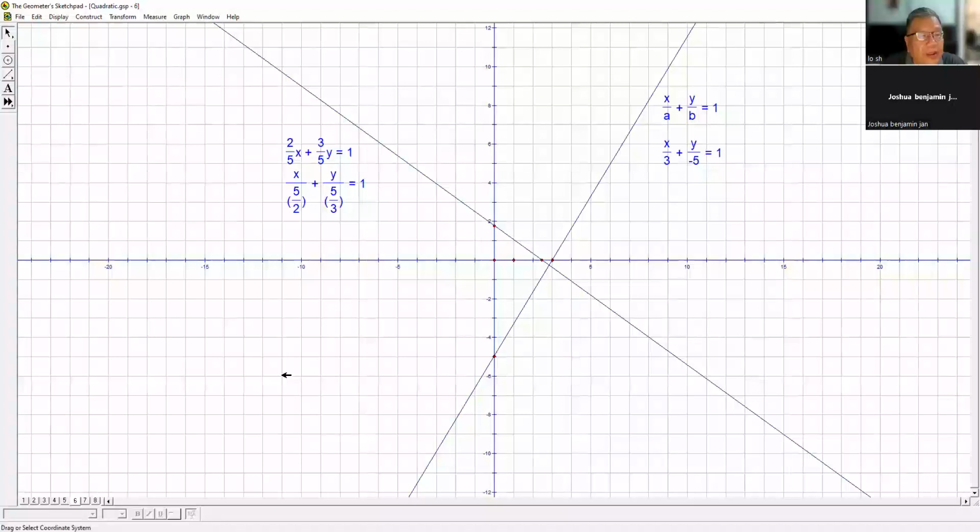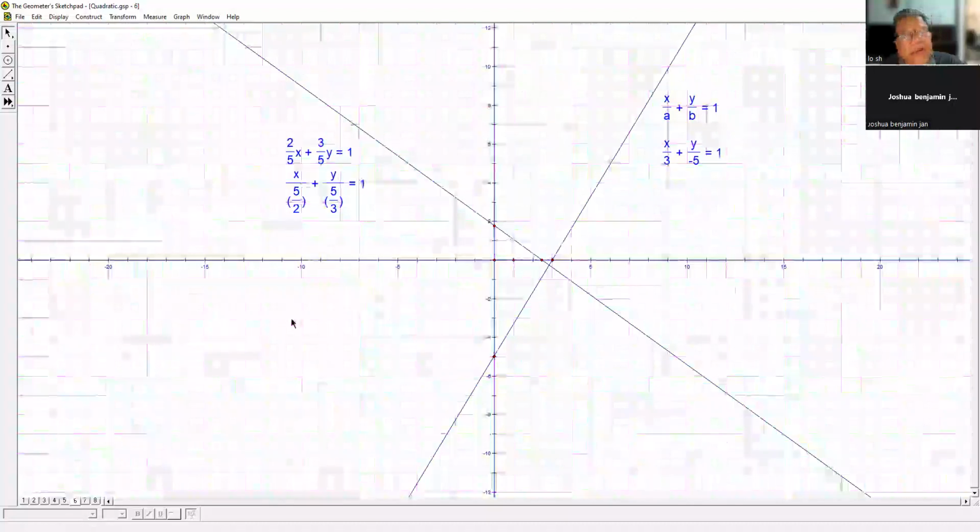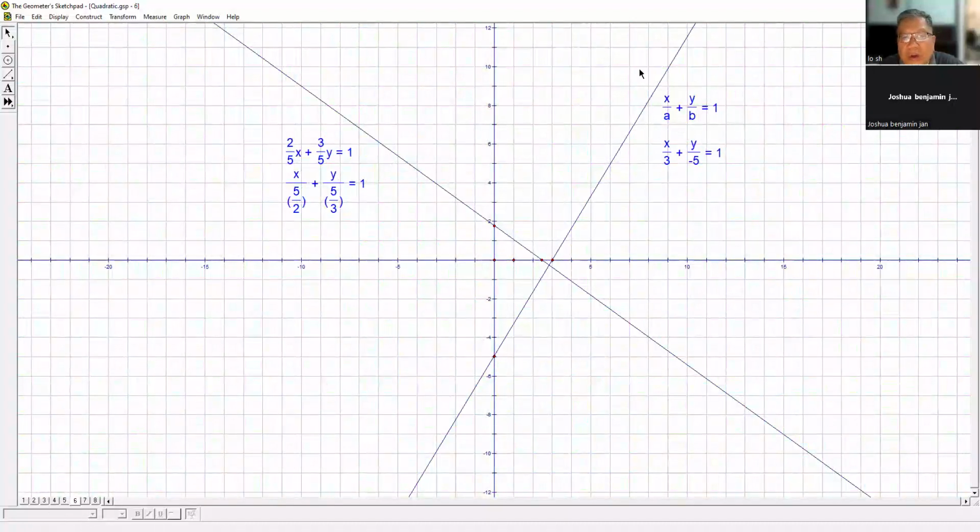Okay. Then, after the end of this lesson, I will WhatsApp you some questions in intercept form. Then you draw, and you return it to me. I will see whether you know how to draw or not.